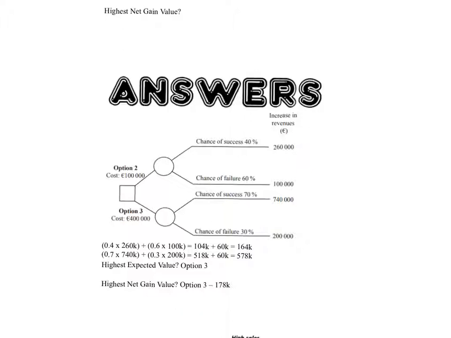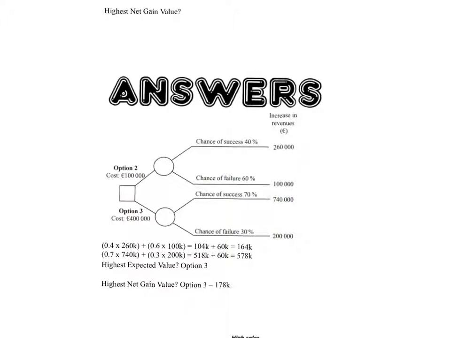So this was the first answer. You can have a look at the calculations. We did 0.4 times 260,000 added on to 0.6 times 100,000 for option 2. That would get us 164,000 combined. For option 3, we had a 70% chance at 740,000 and a 30% chance at 200,000. Again, that should get you 578,000. So the highest expected value is obviously option 3.